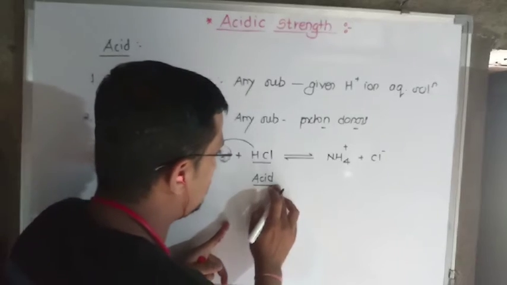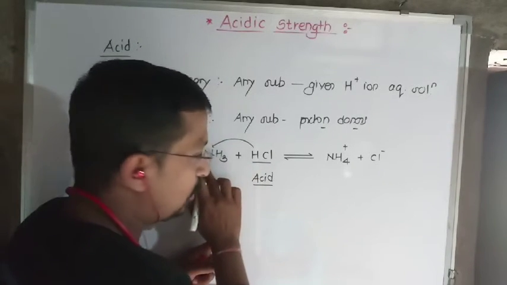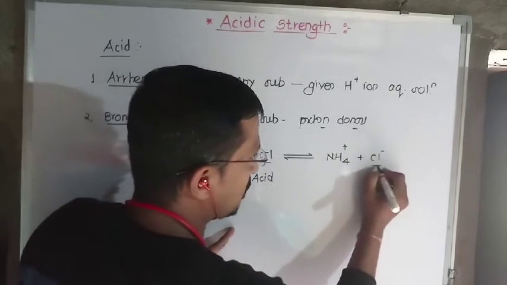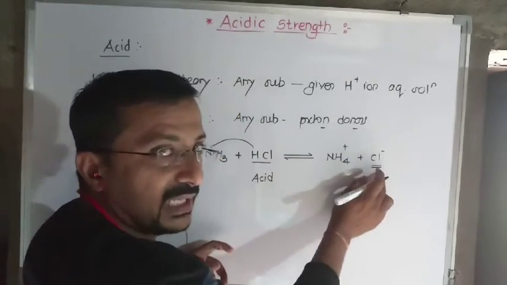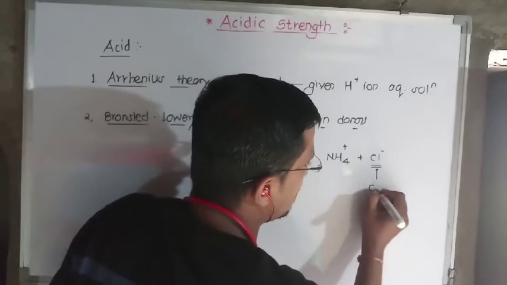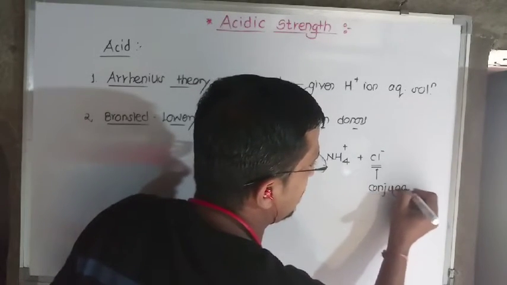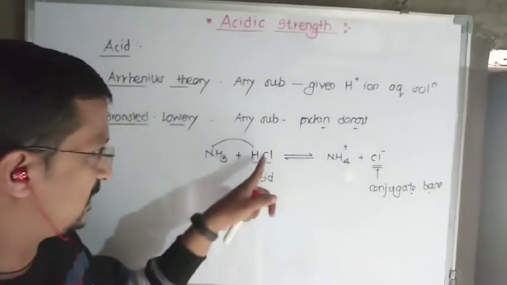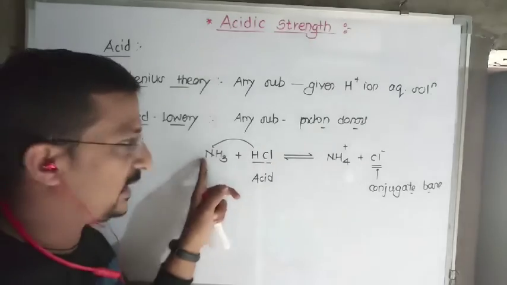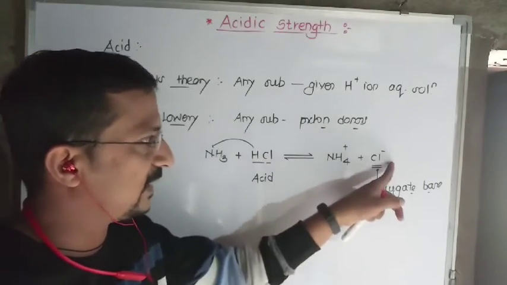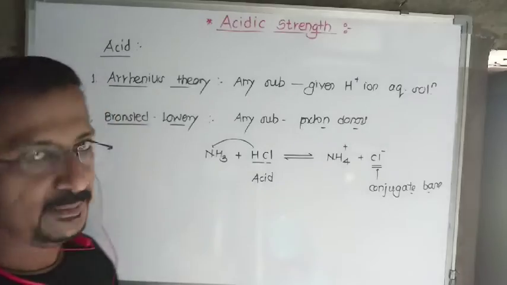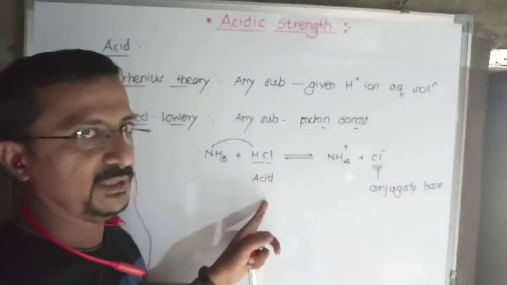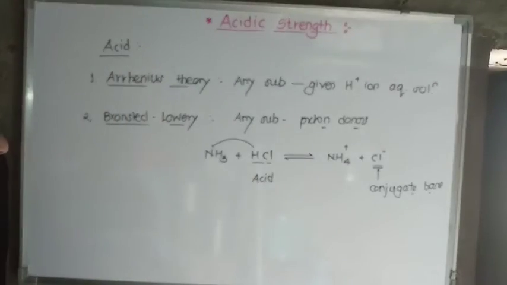So remember well, the acid after giving a proton to a base or other substance, the remaining portion of that acid which is left is called the conjugate base. It is very important. Acid HCl, after giving H plus to ammonia, converts into NH4 plus, and Cl minus is left. This Cl minus is called the conjugate base. It is simply a conjugate acid-base pair. So this is Bronsted-Lowry theory.